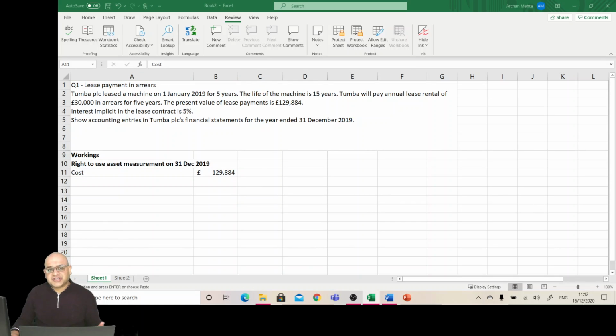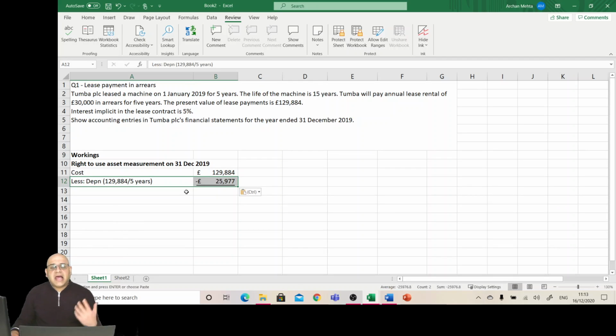Then the depreciation for the year. If we want to measure this asset at the year end, we need to depreciate it according to IFRS 16. IFRS 16 says that the depreciation should be charged over the time period which is shorter, of the lease period and the life of the asset. For lessee, the lease period is 5 years. So technically, to lessee, the economic useful life of right to use asset is just 5 years. And that is shorter than 15 years life. So we're going to depreciate it over 5 years.